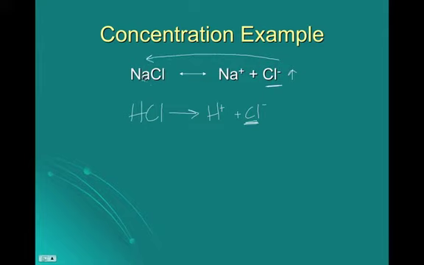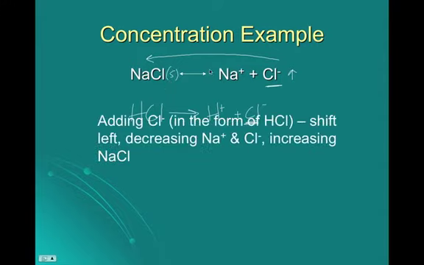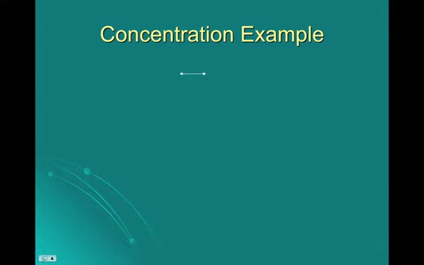So if you add hydrochloric acid to a salt solution, it's going to increase the amount of chlorine ions, and things shift away from what is added. So that's going to cause more of this solid salt to form, and the amount of sodium is actually going to go down. So it looks like that. Adding chlorine in the form of HCl means you're going to shift left, decreasing the ions, increasing the sodium chloride.